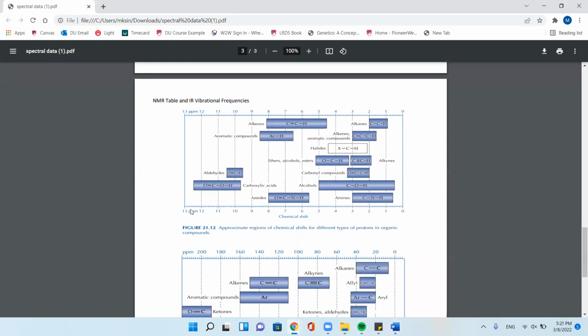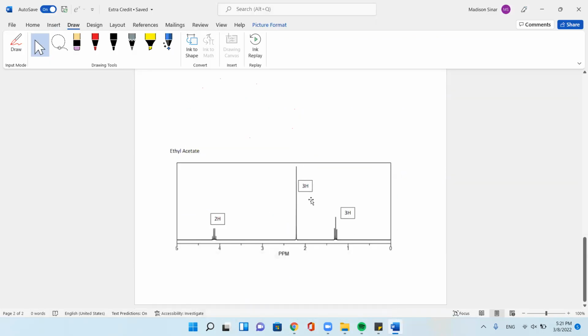The third thing we need to look for is the integration of each signal. Usually the computer does this for us. If it doesn't, you can see it here just by the 3H. This means that the signal in this position is representative of three different hydrogens. It is only one signal, so we can assume that all three of these hydrogens have the same environment.